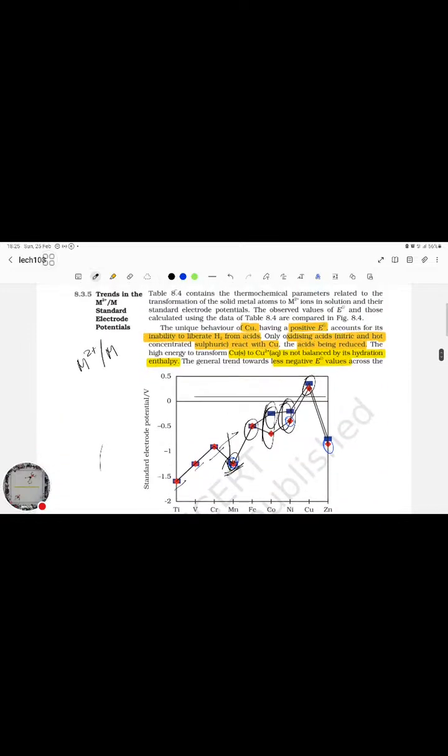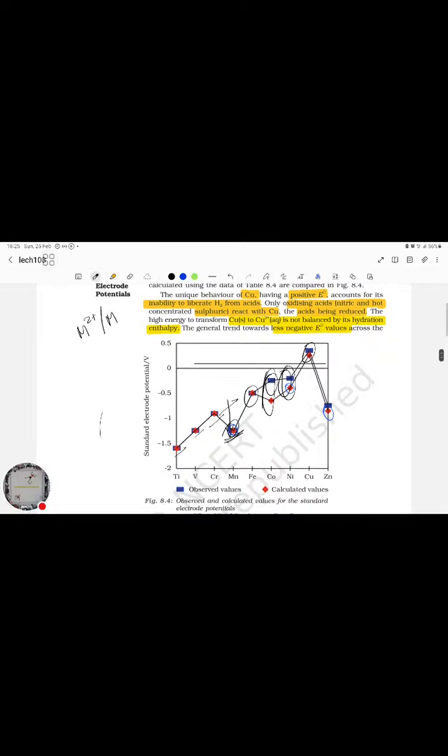It requires a higher energy for transforming copper to copper 2+ ion, whereas the only other factor which can counterattack this is the hydration enthalpy. And if this hydration enthalpy is lesser, then obviously it's going to have a positive electrode potential value.